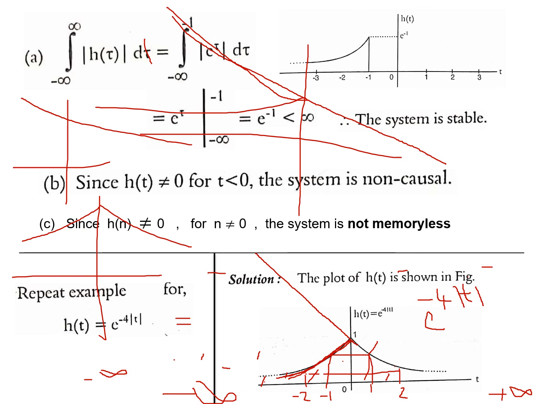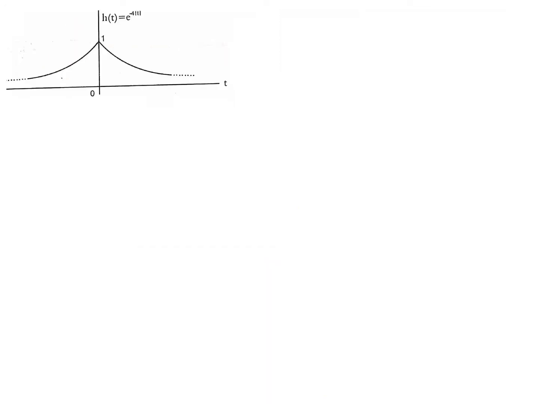Now, how to find the graph? For that you require two graphs, because there is a discontinuity. This point is a discontinuity, because this equation is valid only for 0 to plus infinity. From 0 to minus infinity, a different graph equation will come. The equation for this is e power of minus 4t.